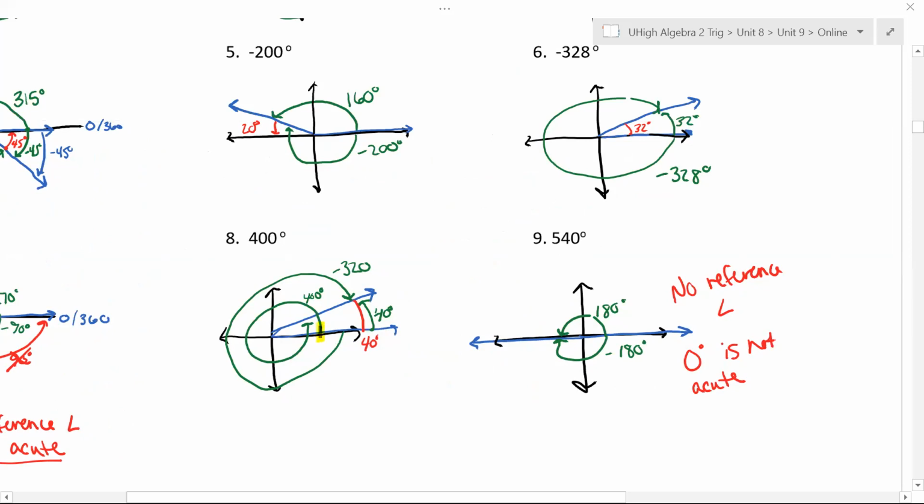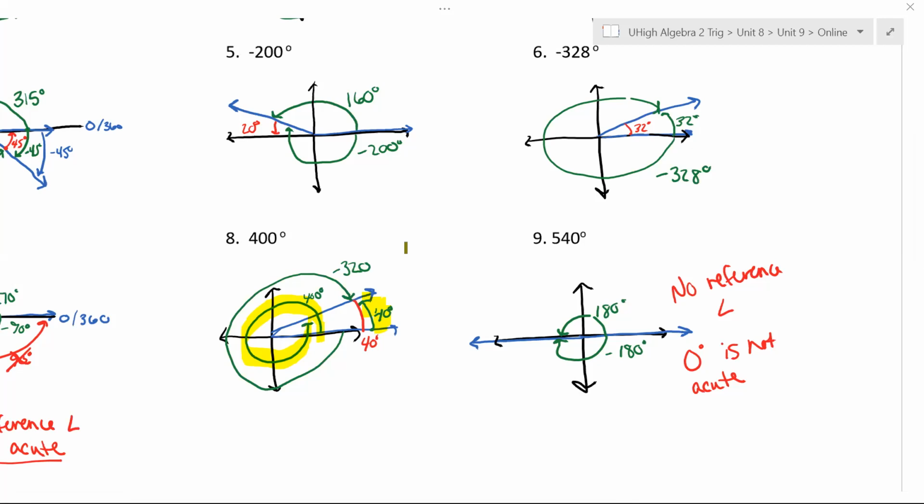We still start on that initial side, but what we're going to do is make a complete circle and a little bit more to actually create that angle. So it really looks the same as a 40-degree angle that we would have to see here. So when I'm looking at coterminal angles, I could look at my 40 degrees and my negative 320 degrees. And when I'm looking at my reference angle, I could look at just that 40-degree angle.